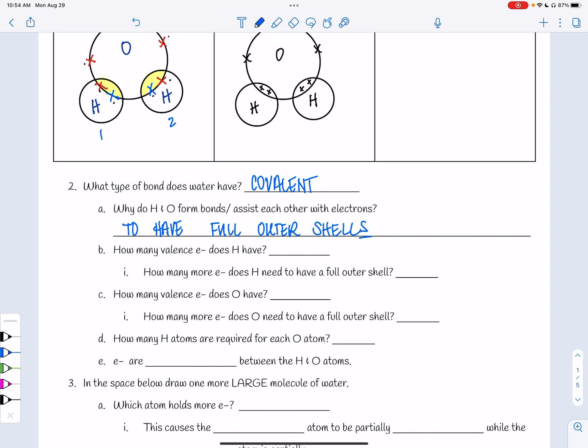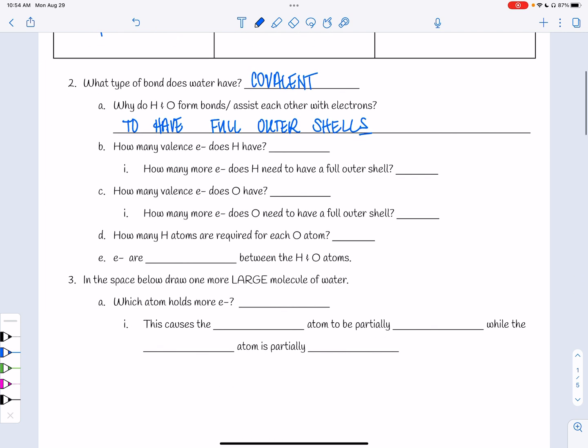Not just full outer shell, there's more than one atom, so we're going to say shells. Be careful with saying anything about 8 valence electrons or the octet rule, because hydrogen cannot hold 8, hydrogen can only hold 2. So instead of having to write your way through and explaining that, we can just say full outer shells. How many valence electrons does hydrogen have? It has 1. How many more does it need? It needs 1 more. How many valence electrons does oxygen have? 6. How many more does it need to have a full outer shell?